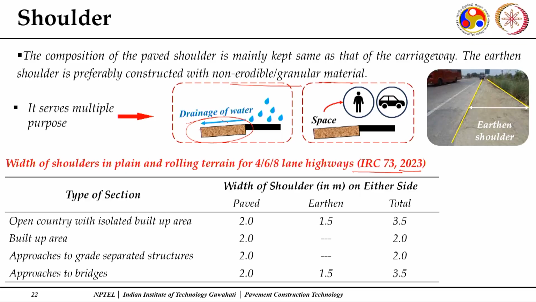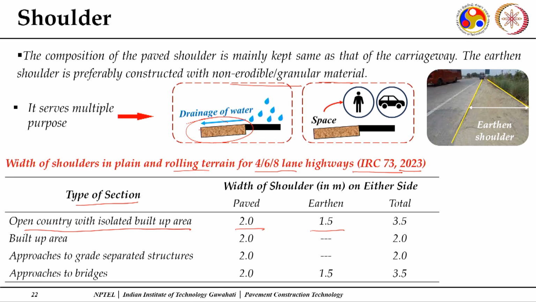So, we have very good information available through our Indian Roads Congress specifications. Width of shoulders in plain and rolling terrains for 4-6 lane highways. It says, if it is an open country with isolated built up areas, you can have a paved shoulder of 2 meter width on both sides, and an earthen shoulder of 1.5. So, you need 3.5 and 3.5 meter.